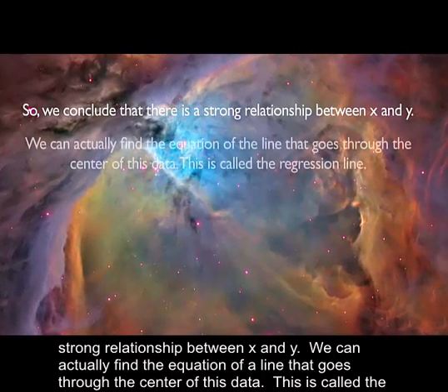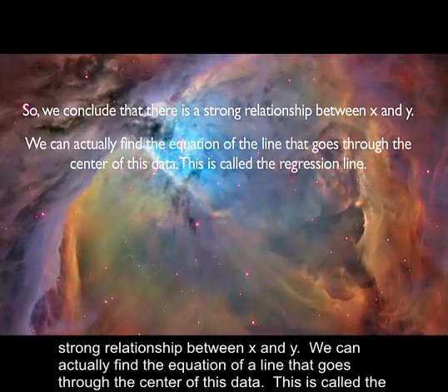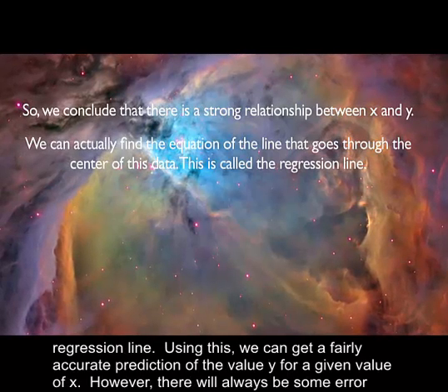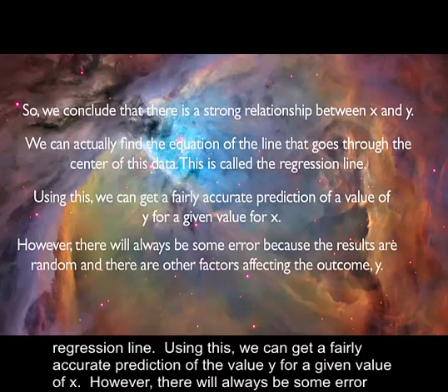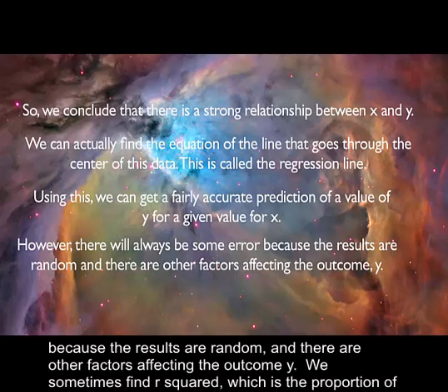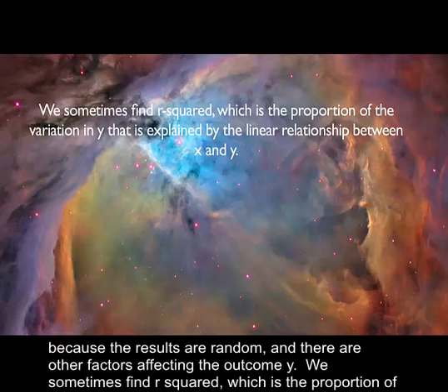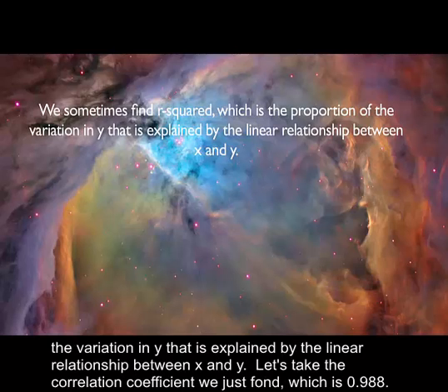We can actually find the equation of a line that goes through the center of this data. This is called the regression line. Using this, we can get a fairly accurate prediction of the value y for a given value of x. However, there will always be some error because the results are random and there are other factors affecting the outcome y. We sometimes find r squared, which is the proportion of the variation in y that is explained by the linear relationship between x and y.